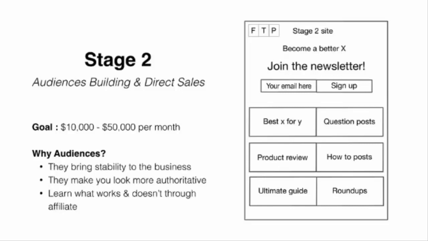And more importantly, you're going to prepare for stage three by learning what works and what doesn't work through affiliate marketing. So you're going to take affiliate offers out there and email them to your email list. You're going to see which ones generate a lot of money and which ones don't. And that's going to start giving you ideas as to which kind of product you should be creating for your site when you go into stage three.